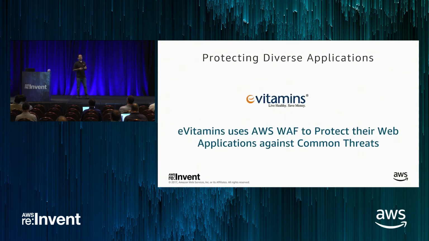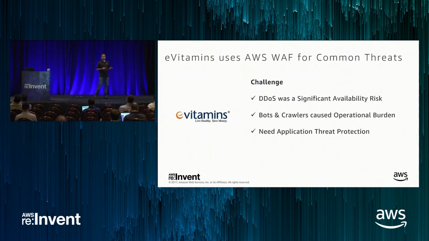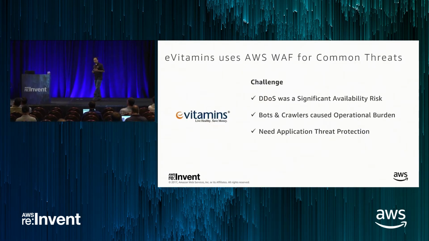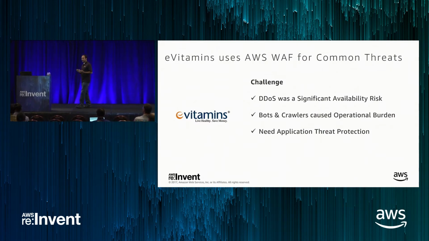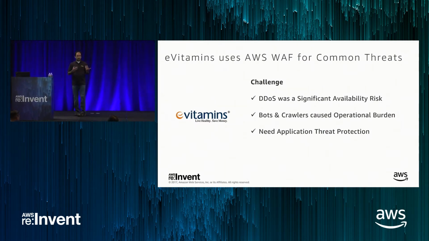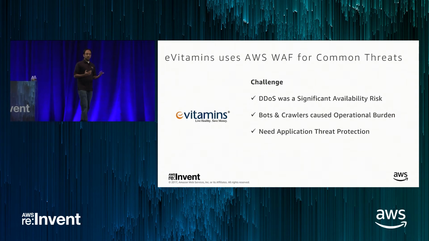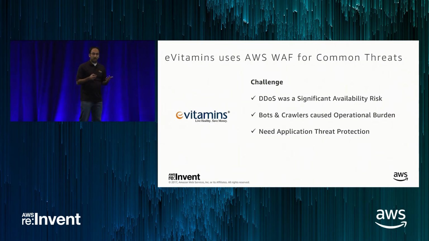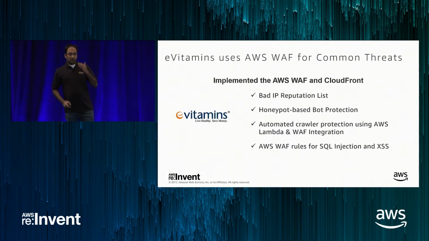eVitamins is one of the customers who used AWS WAF to protect their applications. And eVitamins is an e-commerce site, and one of the challenges they faced was availability due to DDoS attacks. And because they were an e-commerce site, they also faced challenges due to bots and crawlers. eVitamins simply implemented the AWS WAF and I wanted to quickly highlight to you some of the rules that they have, which really help them.